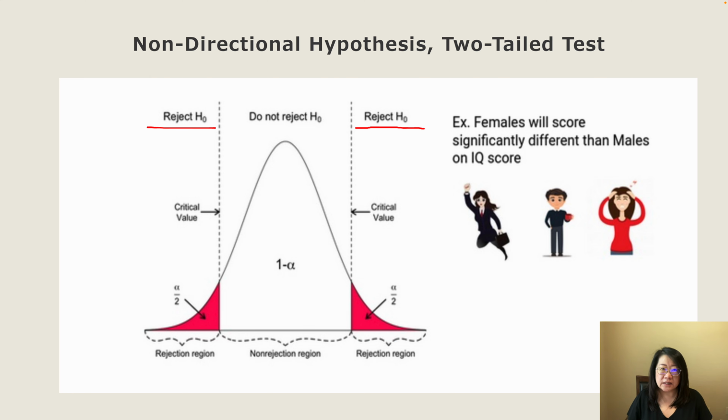So for a two-tailed test, the hypothesis will be something like, female will score significantly different than males on IQ score. So there's no prediction on the direction of the hypothesis, either male is higher or female is higher. No, it just says that they're different. If that's the type of hypothesis that we proposed, then we should adopt the two-tailed test, because the rejection zone will fall on both sides.